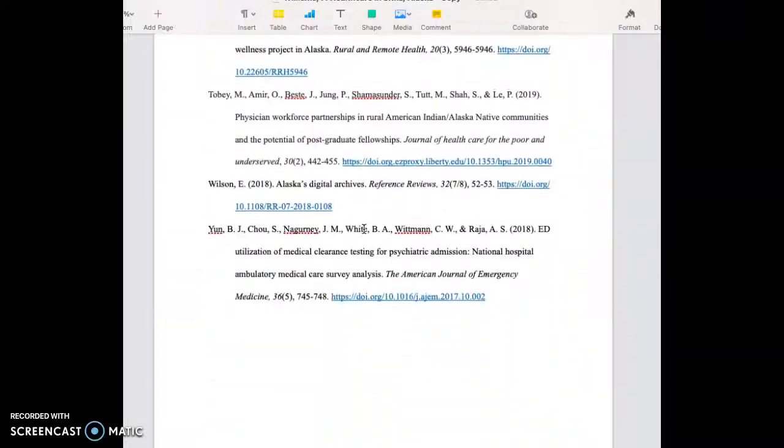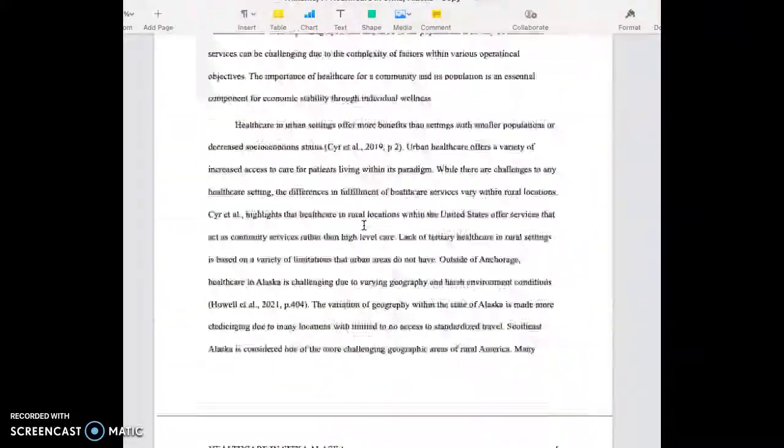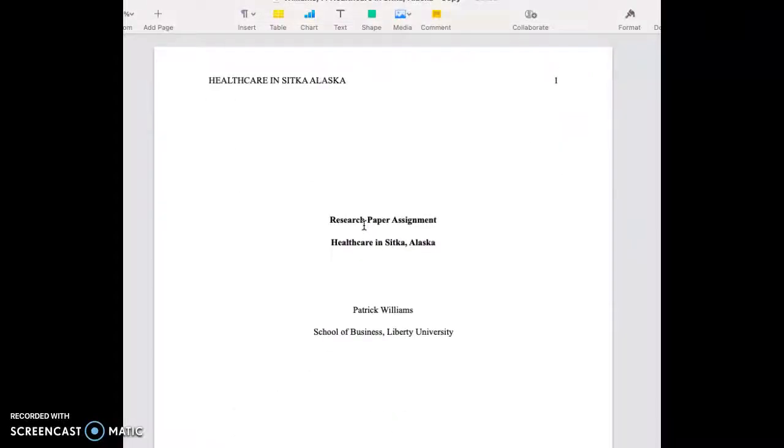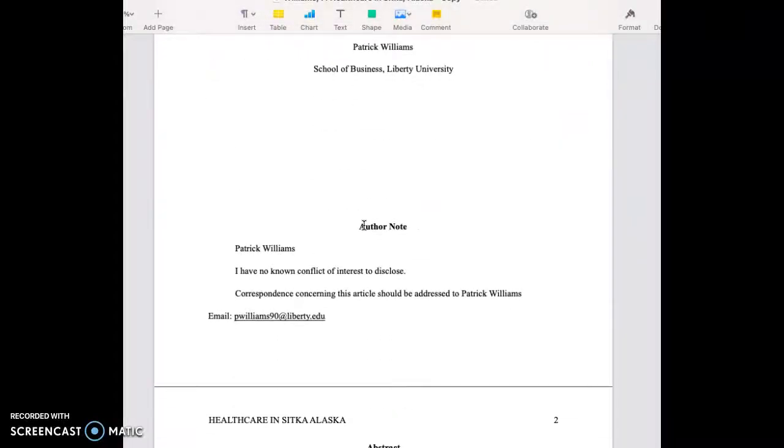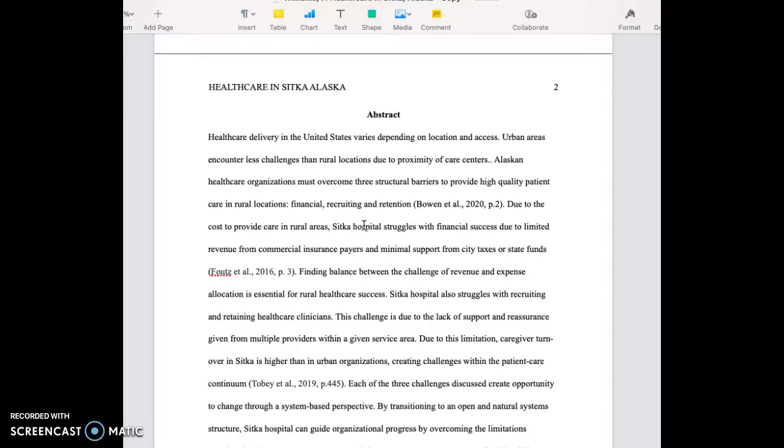So that's APA in a nutshell. It can look intimidating, but what I would tell you to do is take a paper like this, and I uploaded one as an example, delete my content and write yours in there, and then you already have the format, and you should be good to go.